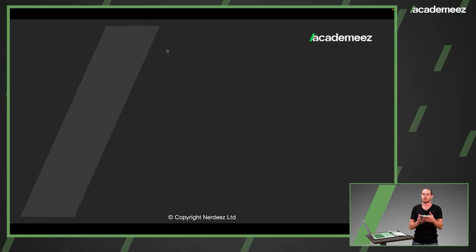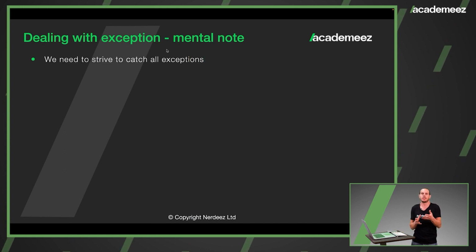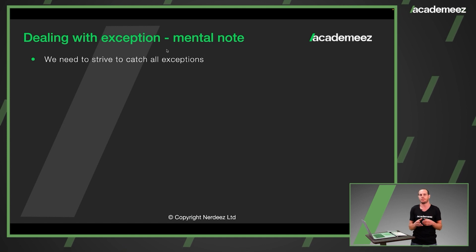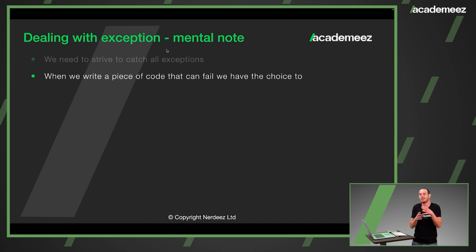After covering the exception journey, let's see what you can do with the exception. If you have an exception in your code, how can you deal with it? Obviously, we need to strive to catch all exceptions that happen in our node application. Otherwise, our node application might crash. So when we write a piece of code that might fail, basically we can do the following.